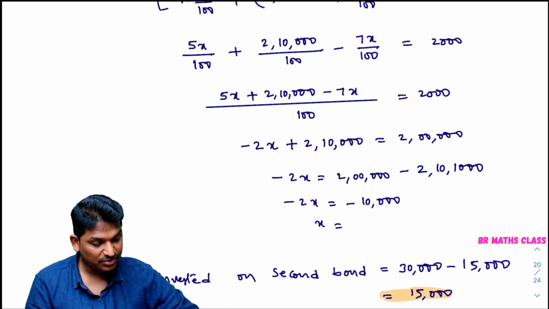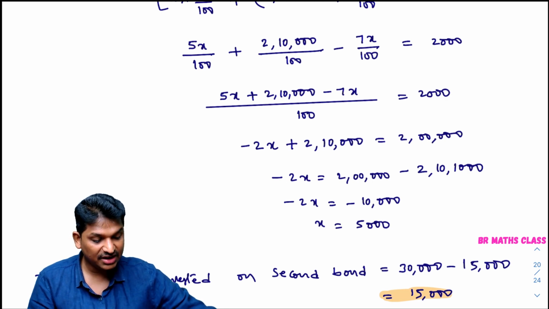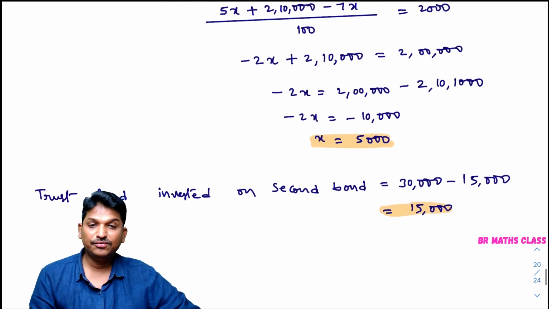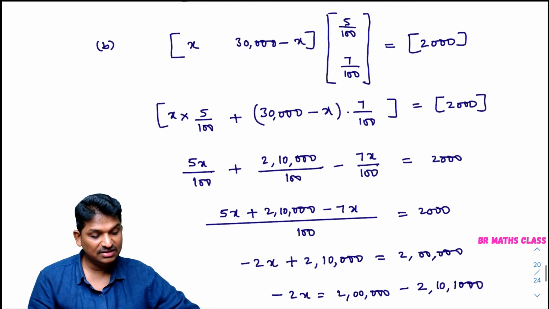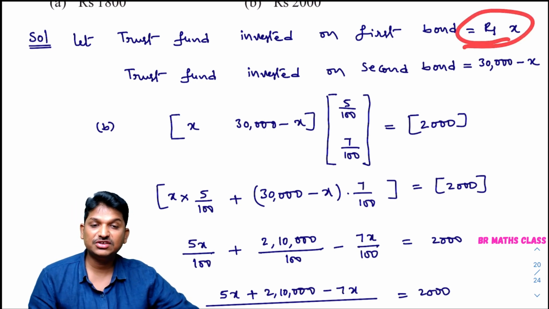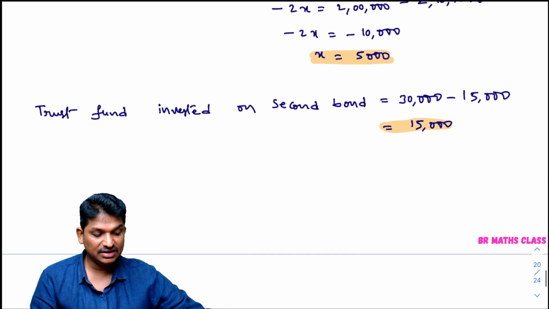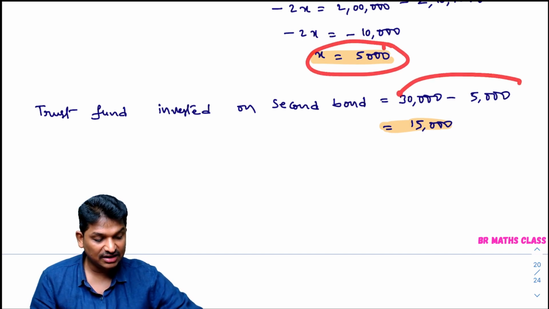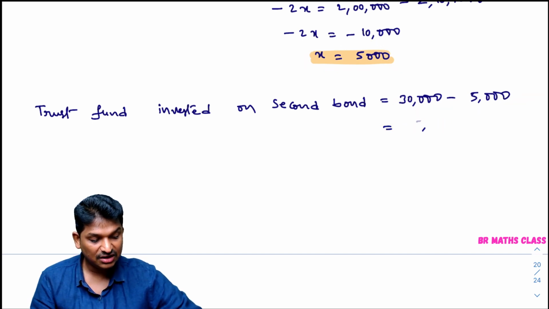Okay. So what is x from this? X is 5,000. So you got 5,000. X is the amount invested on first bond. What you got here? You got it as 5,000. What is the amount invested on second bond? 30,000 minus this x, right? 30,000 minus 5,000. What is that? You will get 25,000.